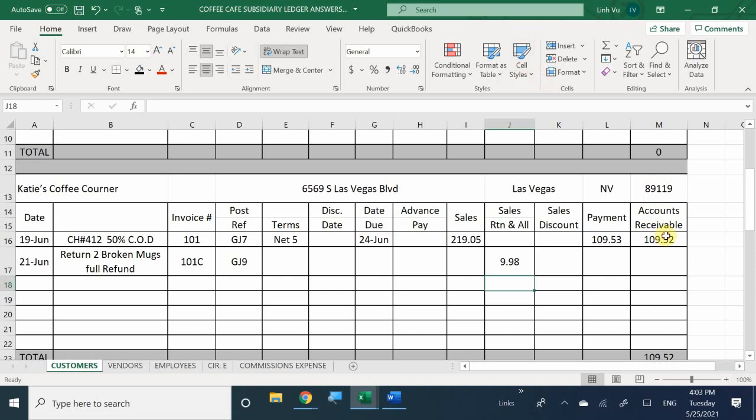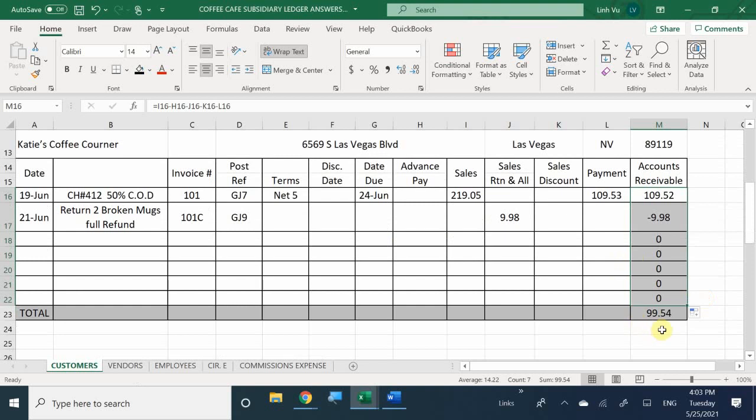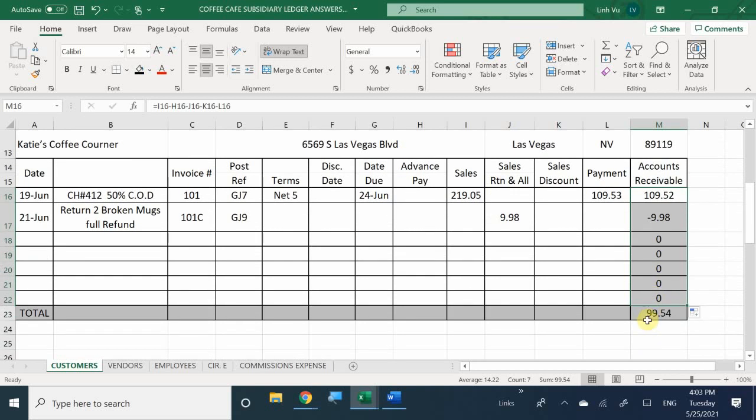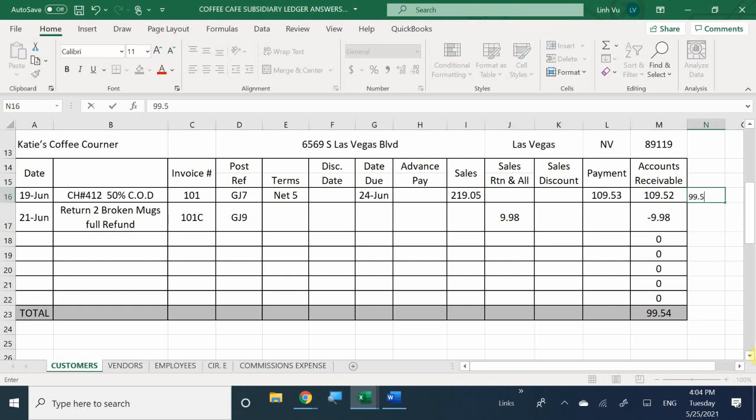Once again, if you've applied the formula all the way down, you should see a negative amount here. So here, Katie owes me $99.54. So here we could see, because at the end of the total, she's only got one invoice with us. Now you can put it on the side of the column here, just so that in case Katie ends up getting another invoice from us, then at least we are able to know that she owes us only $99.54.